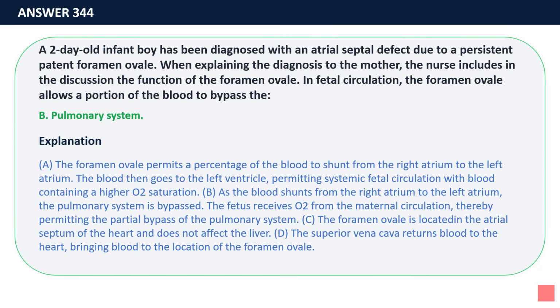C. The foramen ovale is located in the atrial septum of the heart and does not affect the liver. D. The superior vena cava returns blood to the heart, bringing blood to the location of the foramen ovale.